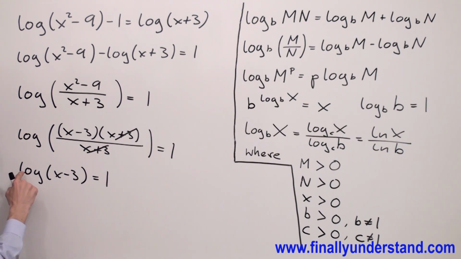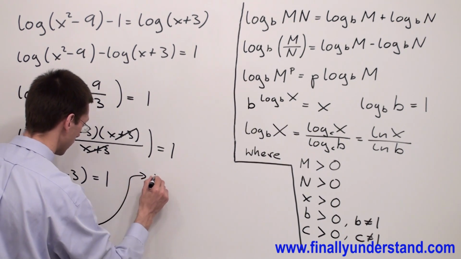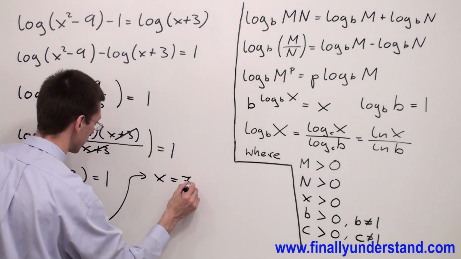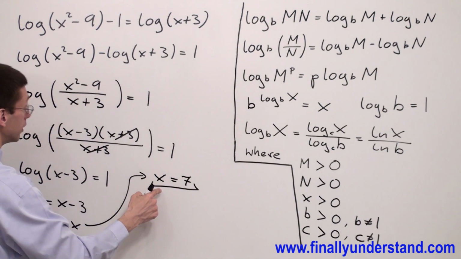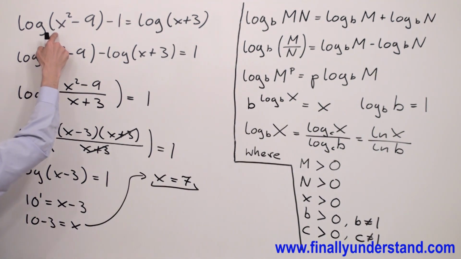Now I can convert the logarithmic form to the exponential and simply write that 10 to the first power is equal to x minus 3. I'm going to move negative 3 to the left side, and I'm going to have 10 plus 3 is equal to x. So x is equal to 13.